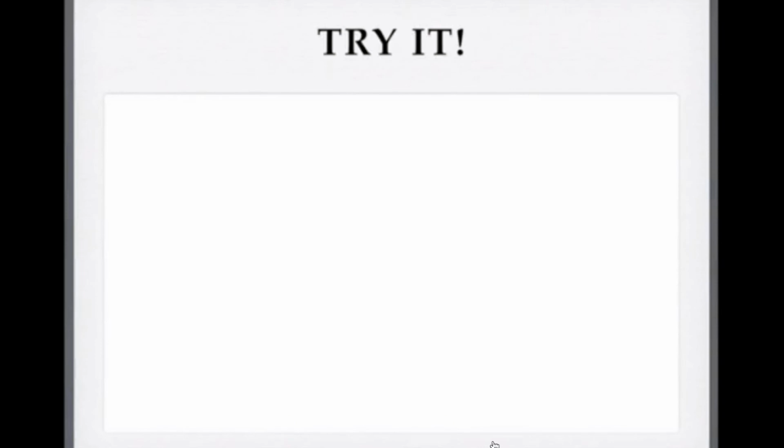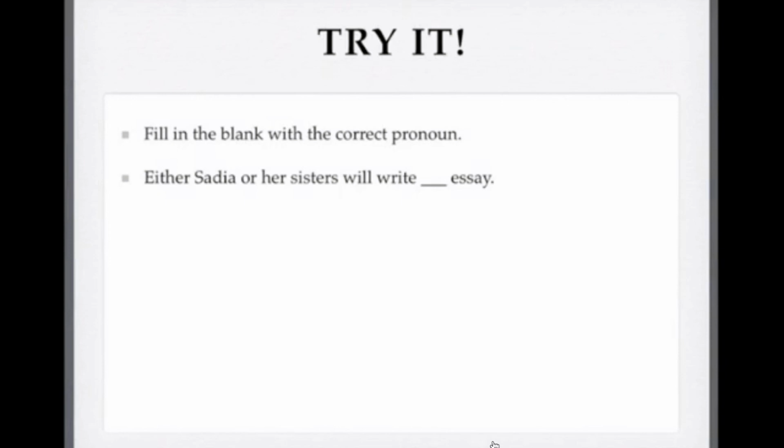Okay, go ahead, try it. Fill in the blank with the correct pronoun. Either Sadia or her sisters will write blank essay. Okay, for this I'm going to focus in on the verb because I see the keyword "or". The verb is will write. I focus in on the subject closest to will write, sisters. Sisters is plural, so our pronoun is also plural.